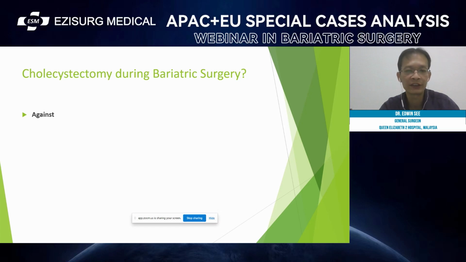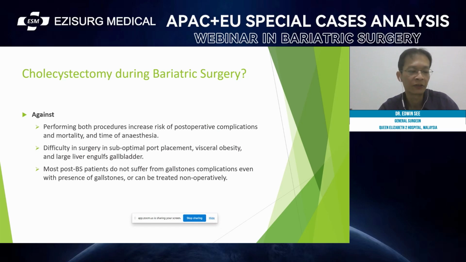Now, the reasons that are against concurrent cholecystectomy during bariatric surgery are as below. Performing both procedures can increase the risk of post-operative complications and mortality, and also increase the time of anesthesia. There is difficulty in concurrent surgery, so the suboptimal port placement, the visceral obesity, and the large liver that engulfs the gallbladder, thus making this a challenging operation. Most post-bariatric patients do not suffer from gallstone complications even in the presence of gallstones, and sometimes this can be treated non-operatively.